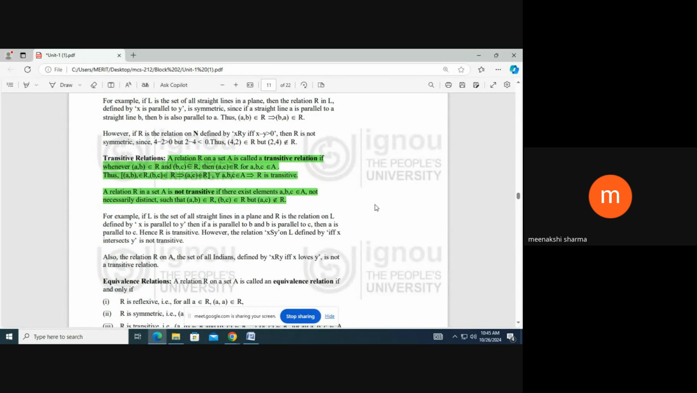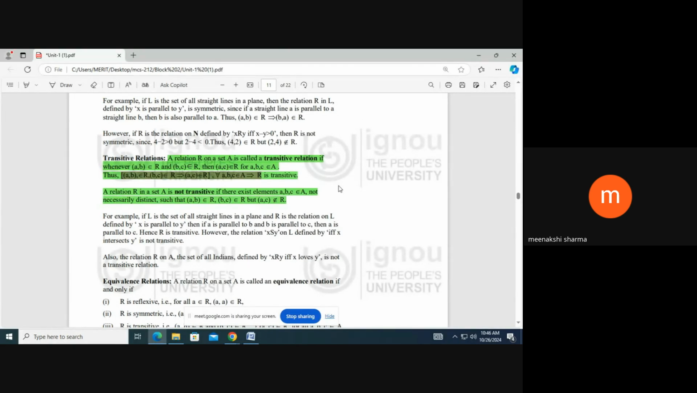Okay, students, transitive relations. A relation R on a set A is called a transitive relation if (a, b) belongs to R and (b, c) belongs to R, then (a, c) belongs to R, where a, b, c also belong to the set A. Like this: (a, b) belongs to R, (b, c) belongs to R, (a, c) belongs to R, such that a, b, c all belong to A. It's called a transitive relation.